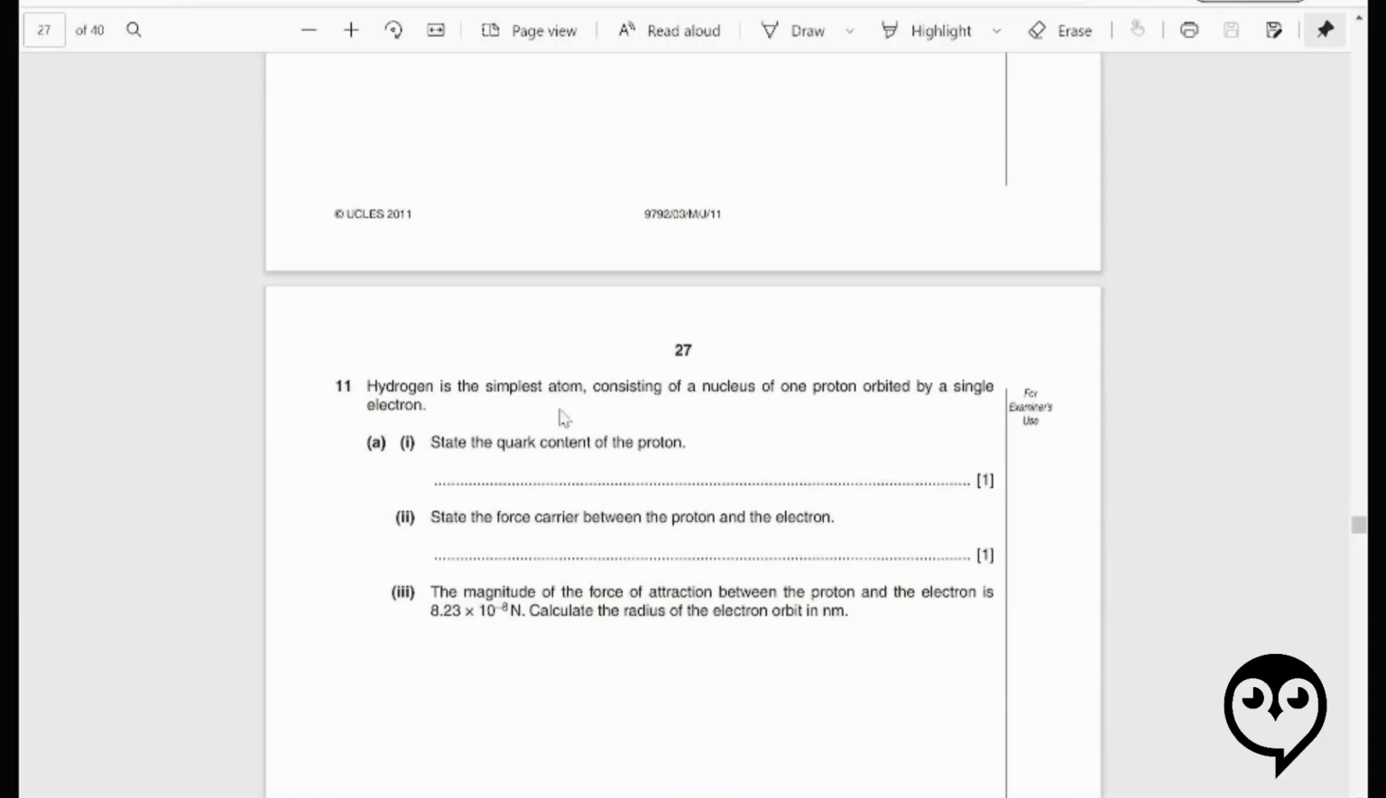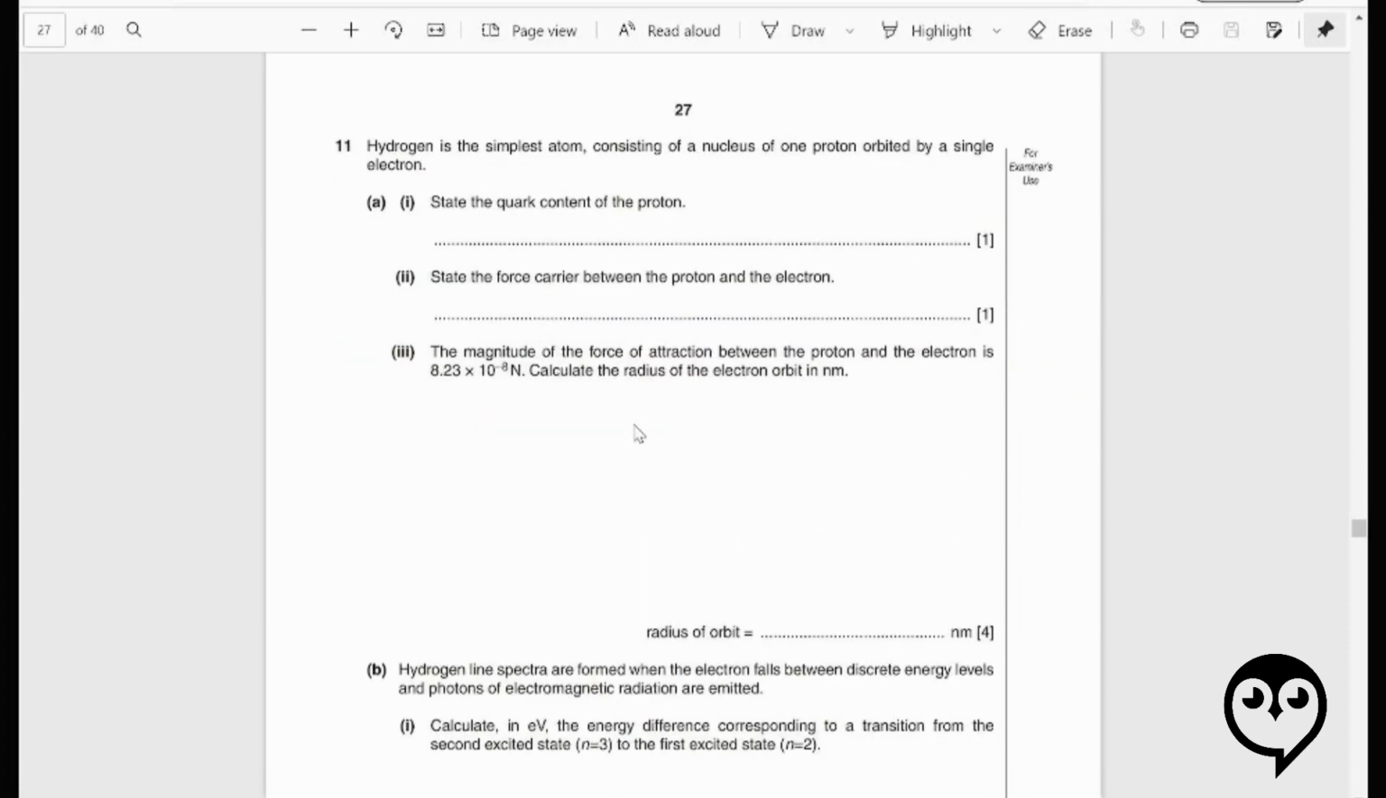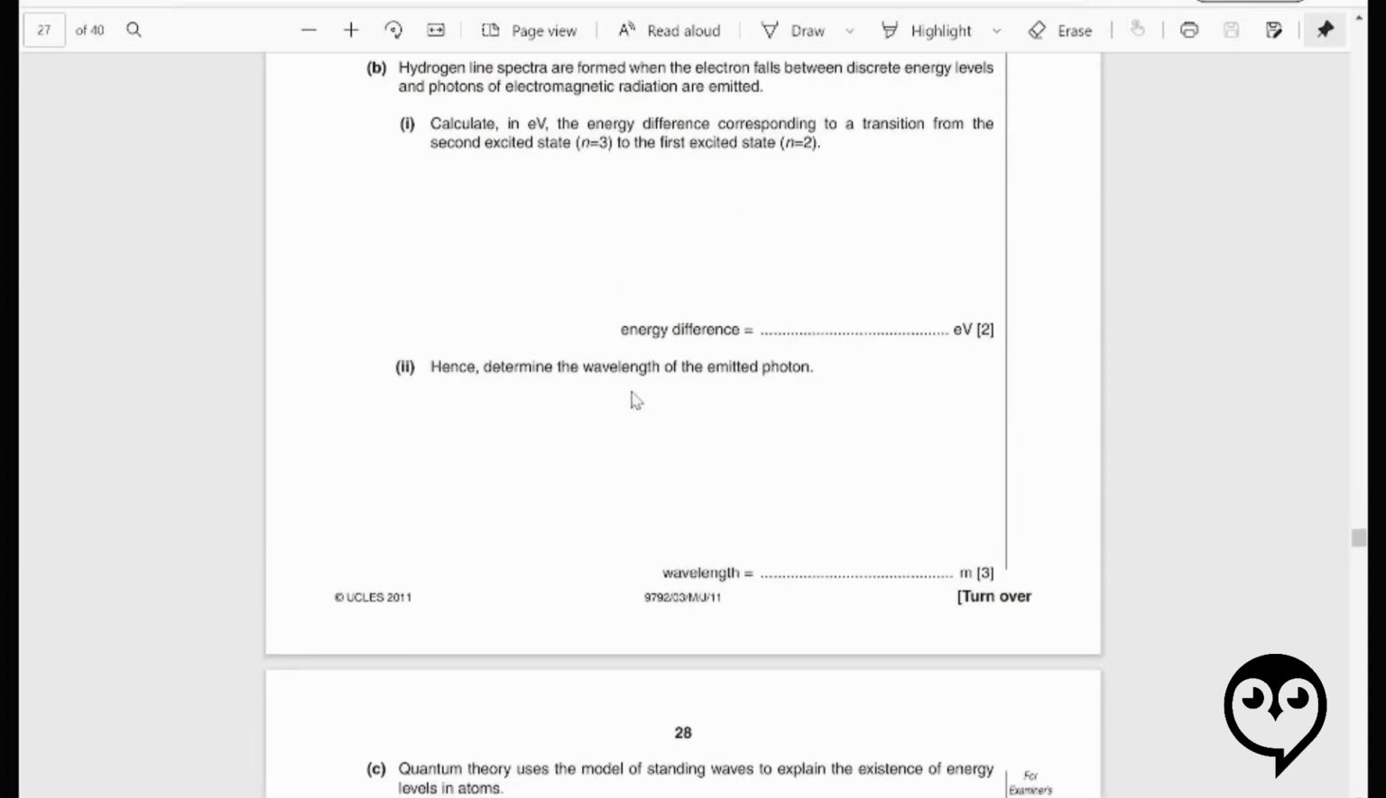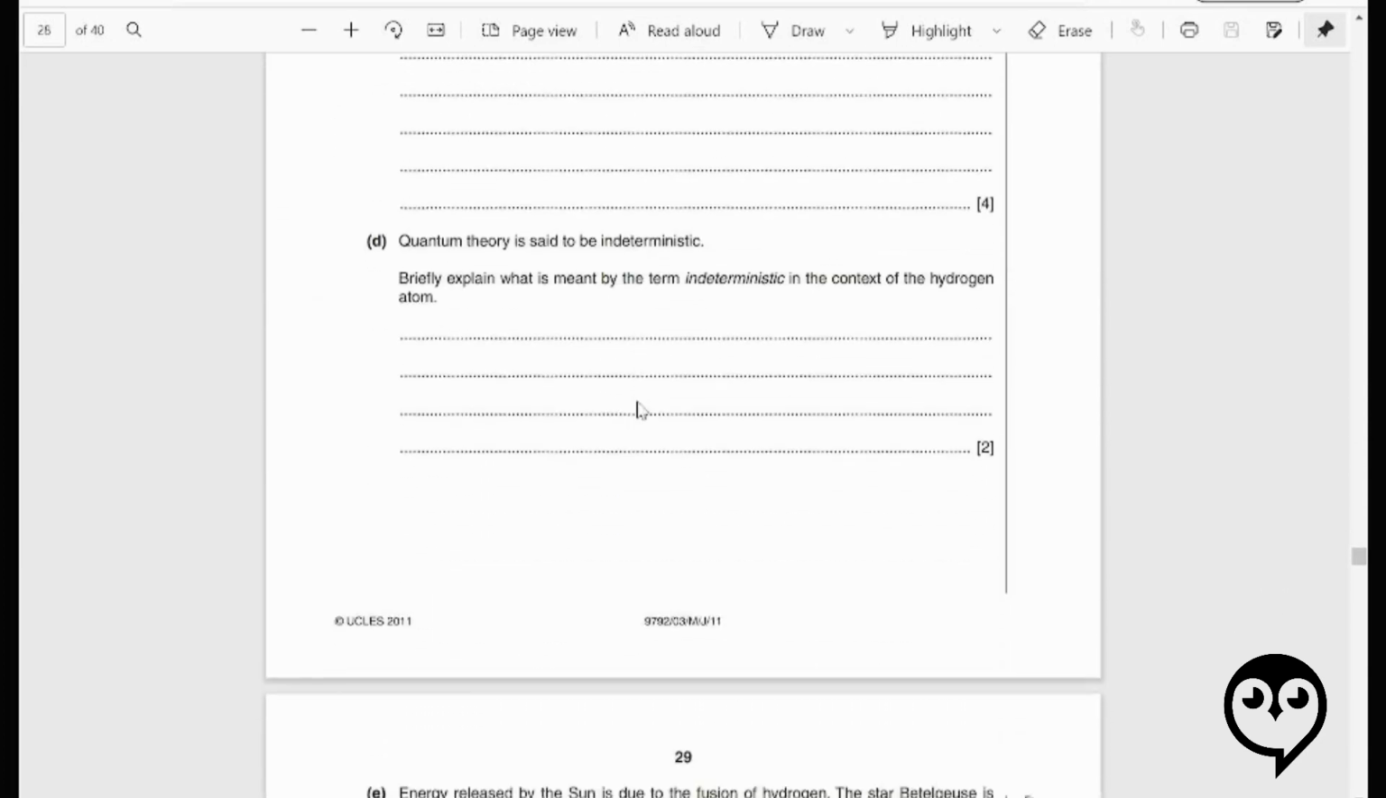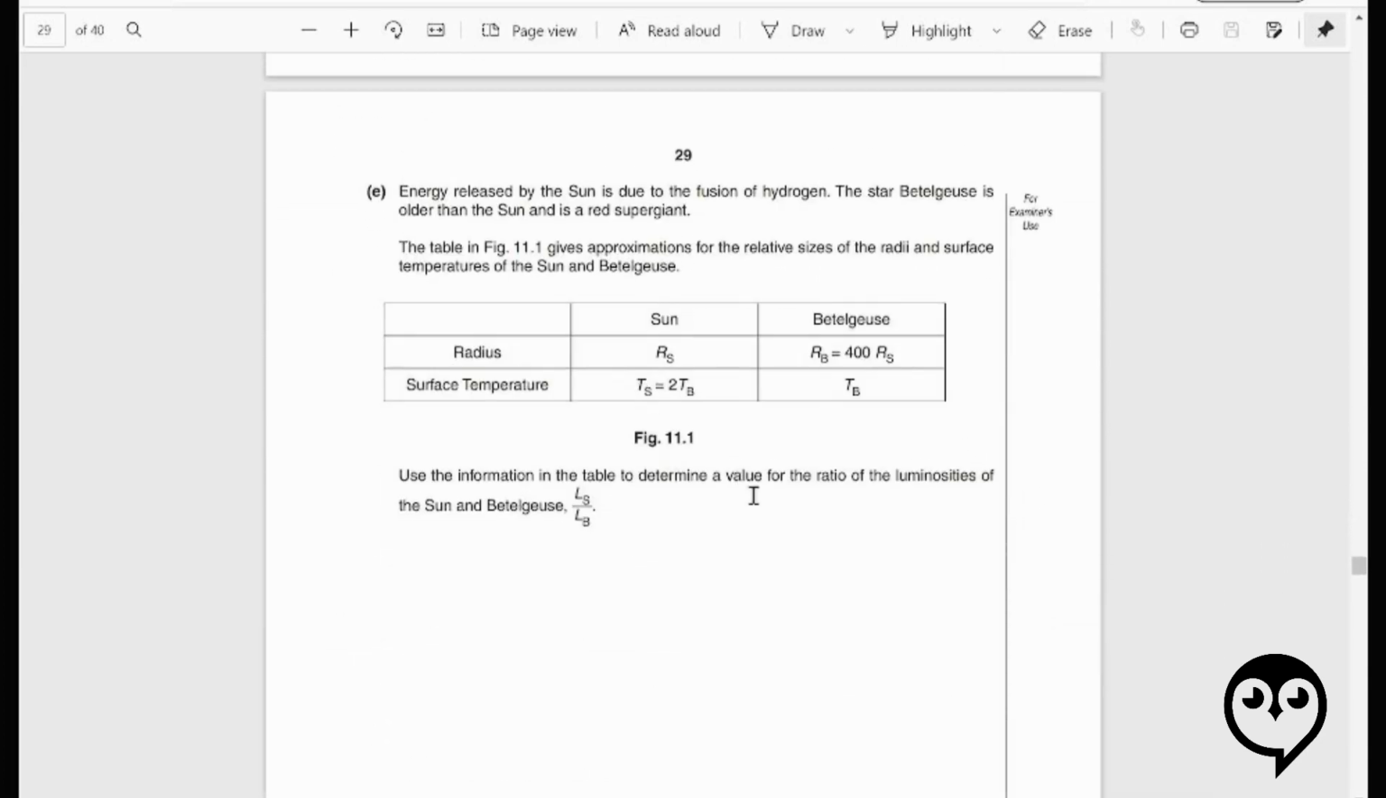Okay, on the same paper, they mix a bunch of different questions together. We got talking about particle physics here. We got line spectra, some more quantum theory with standing waves. And then we get into this part E here, talking about the fusion of hydrogen. So Betelgeuse is older than the sun and is a red supergiant.